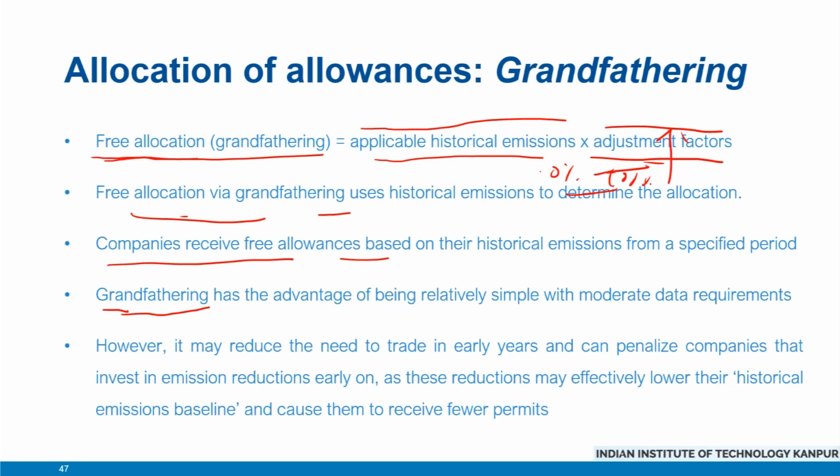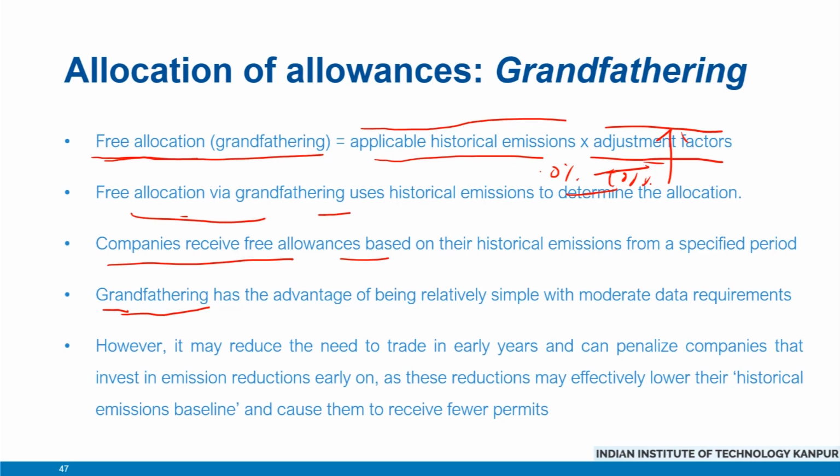So in that sense, we are saying that it may reduce the need to trade in early years for such installations because they are getting free allowances, and it can also penalize those manufacturing facilities that have invested early in order to reduce emissions. These reductions may effectively lower their historical emission baseline, which is used to compute the grandfathering allocation. Because of their lower emissions, this baseline is reduced, and therefore those efficient installations that invested early to reduce their emissions will get fewer permits.